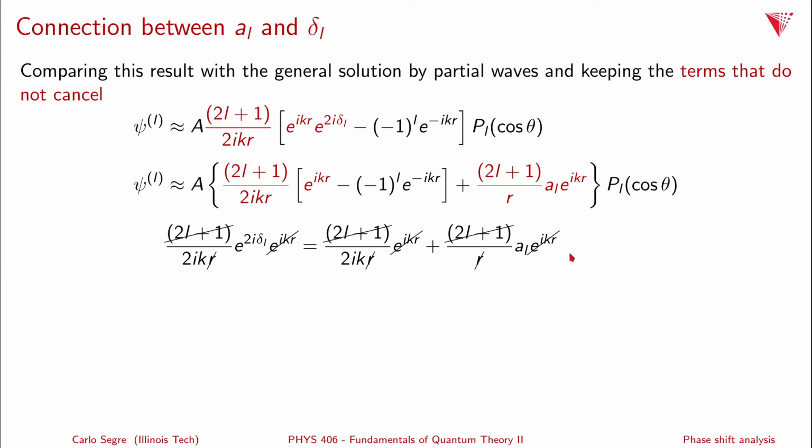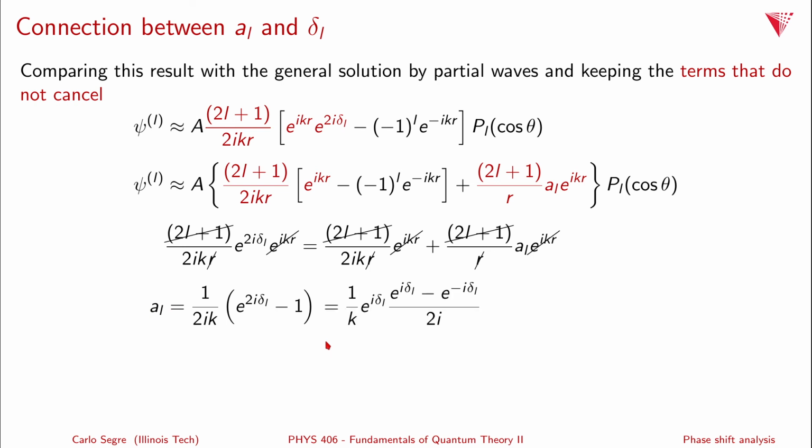You can now drop the e to the IKR. You can cancel the 2L plus 1. You can cancel the 1 over r. And you're left with an equation that you can solve for A sub L. Just bring this over to this side, and you have a term with a phase shift. They're exactly identical, so it's 1 over 2IKR. One has a term with a phase shift. The other one does not. And so you get that A sub L, the partial wave coefficients, are equal to 1 over 2IK times e to the 2I delta sub L minus 1. So you have an equivalence between the partial wave expansion coefficients and the individual phase shift for a partial wave.